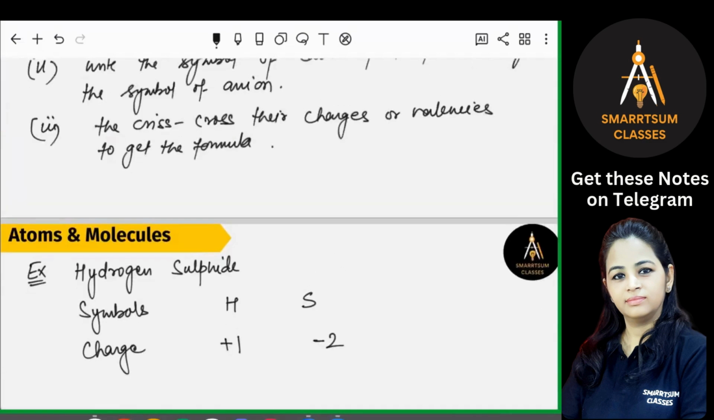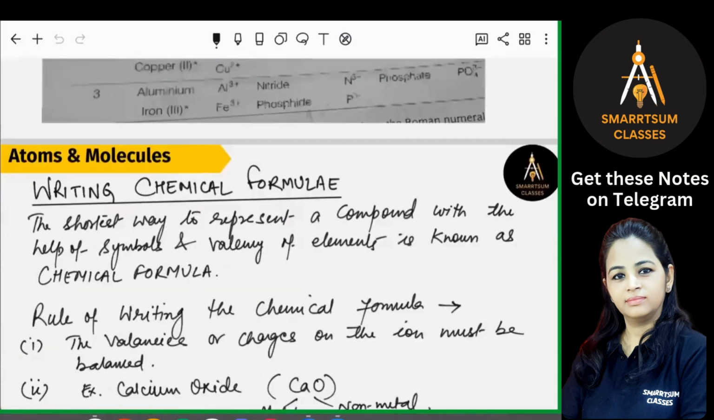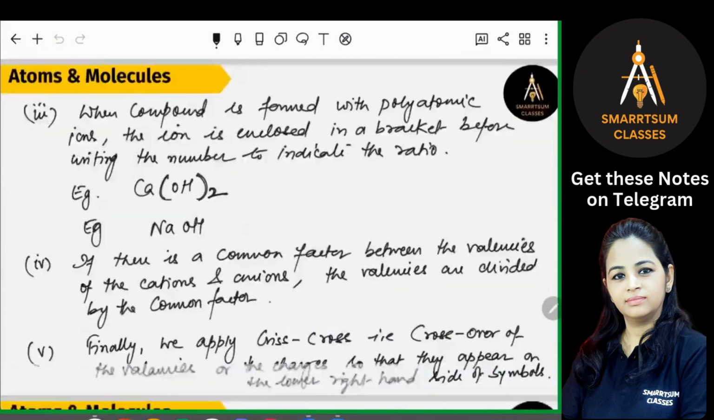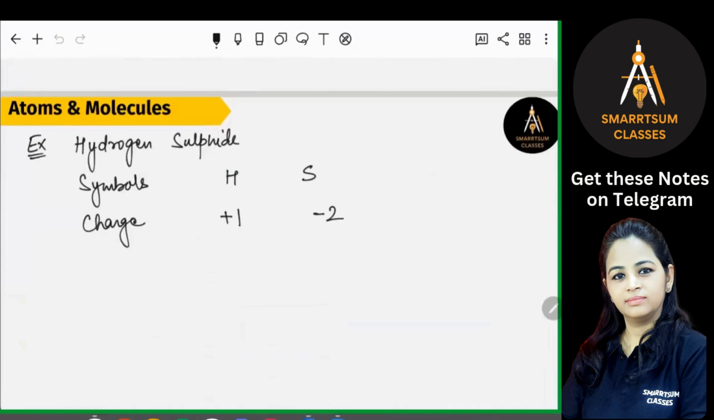You can see the table which I told you, right? What is the charge on it? So sulfide is S2 negative. You can see here. Okay, and hydrogen is 1. So valency of hydrogen is 1, and for the sulfide it is 2. Okay, so you need to learn this. Okay, so we have written the valencies here, the charge here, right?